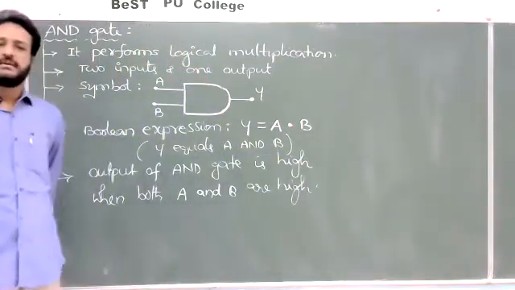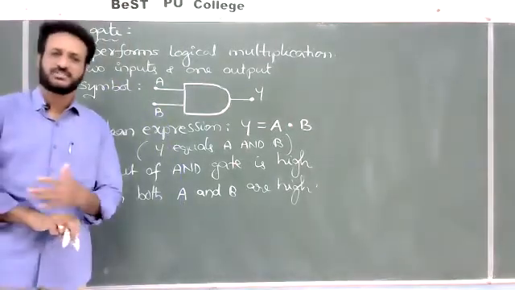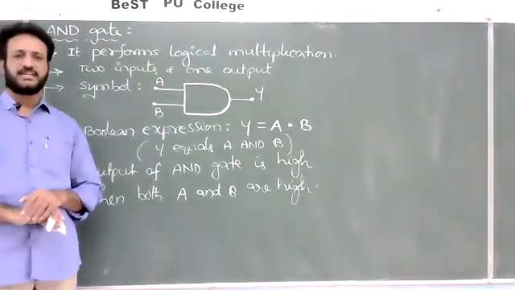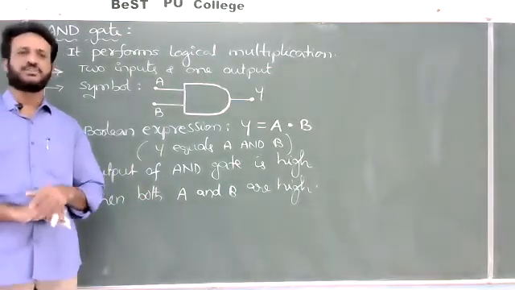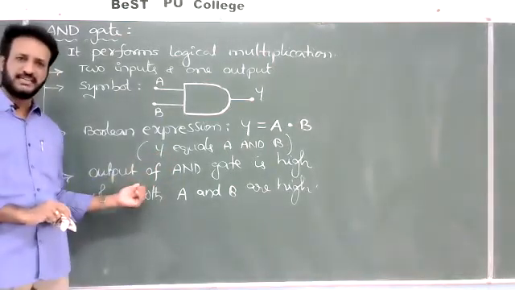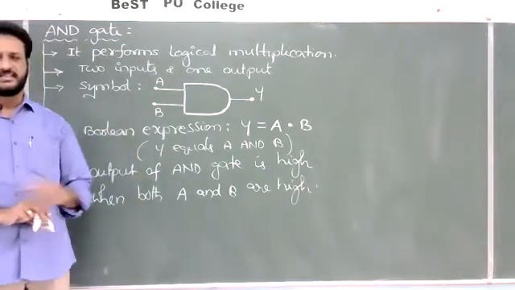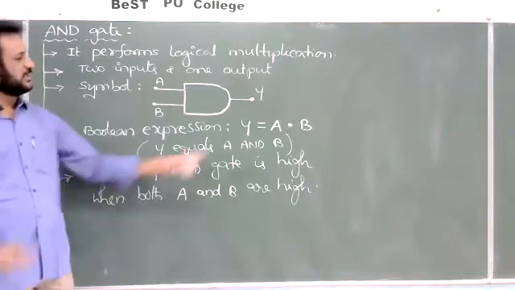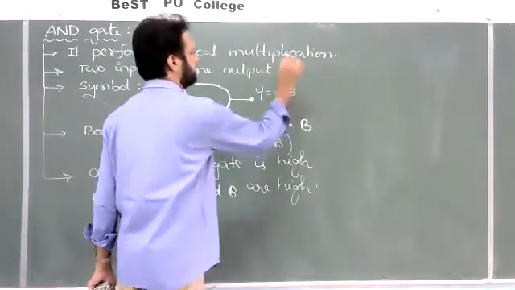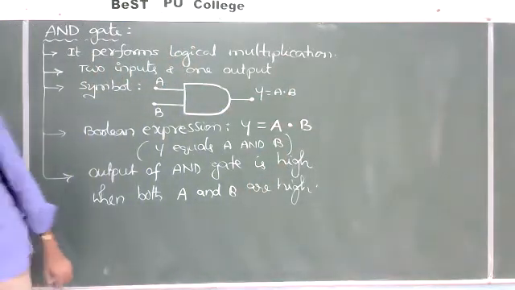For example, if any person asks, what is AND gate? What do you have to say? An AND gate is a logical circuit or a digital circuit whose output is high only when A and B are high. Correct, that is the meaning. Now it is called Boolean expression, or here also we can express this one, Y equals A and B, like this.